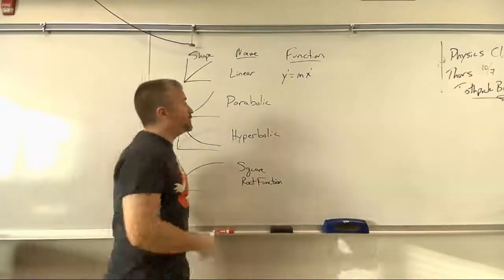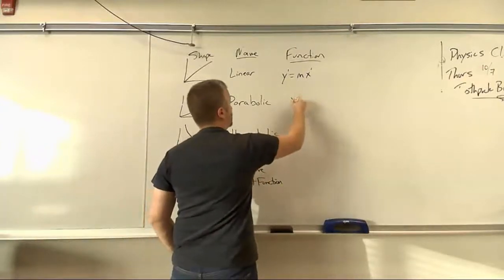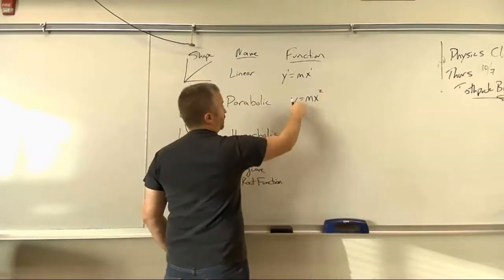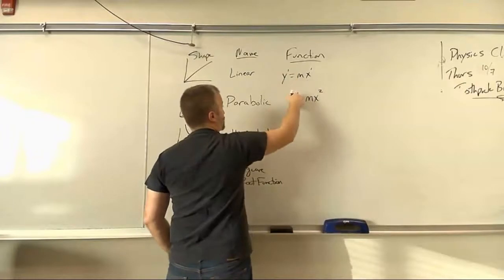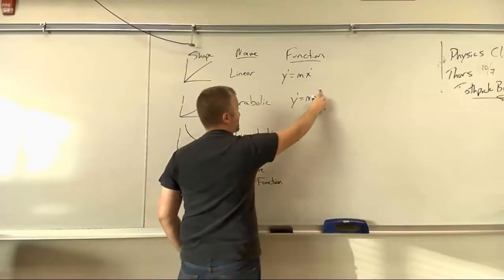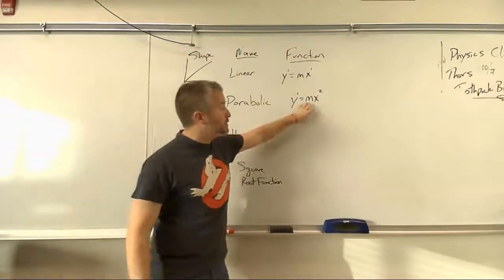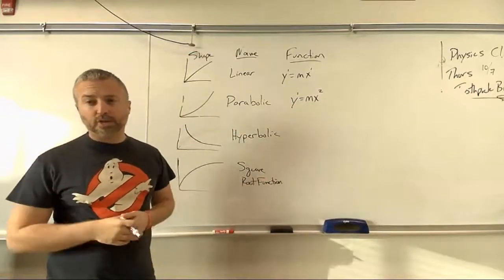That's important because as we head down to the parabola, its equation is y equals mx squared. The y is still to the first, but specifically the x is squared. So if you were to see this shape, you know what's specifically going on with the variable in that particular case.